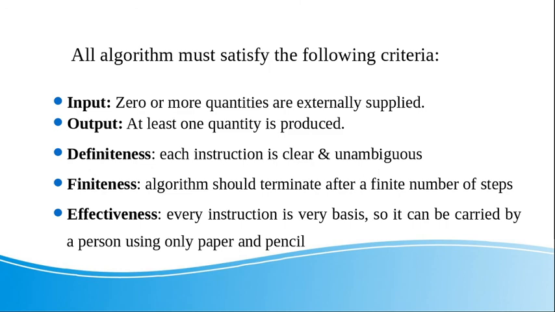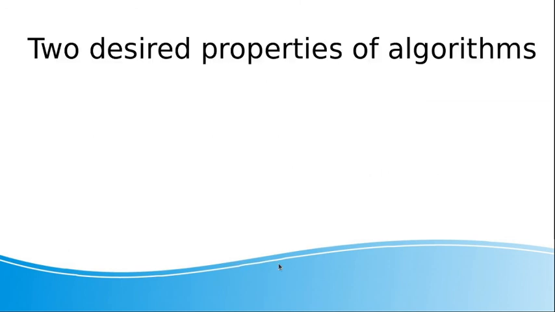Input means 0 or more quantities are externally supplied to an algorithm. Output, at least one quantity is produced. Definiteness, each instruction is clear and unambiguous. Finiteness means the algorithm should terminate after a finite number of steps. Effectiveness, every instruction is very basic and should be able to be carried out by any person using paper and pencil.